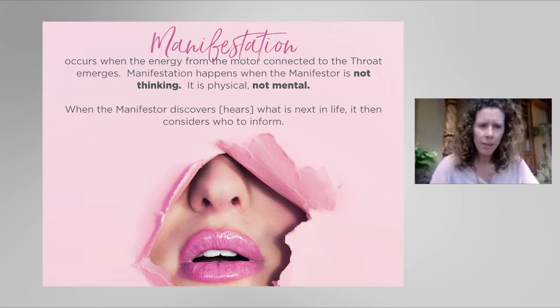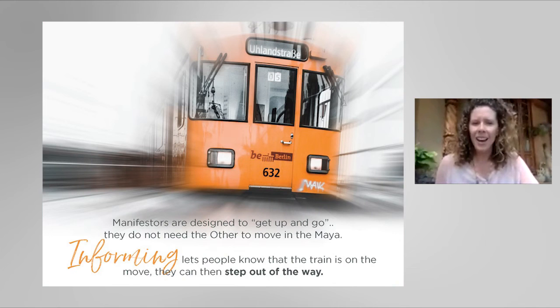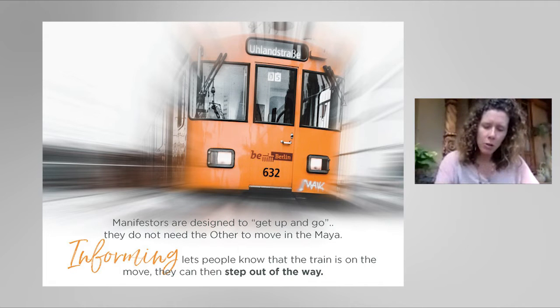This is a scary thing for the manifestor because they can often think that others won't let them go or others will kind of get in their way. And so that's typically why a manifestor doesn't inform, is they don't want to be messed with. However, the opposite is true, is that when they don't inform, they create chaos in the world around them.